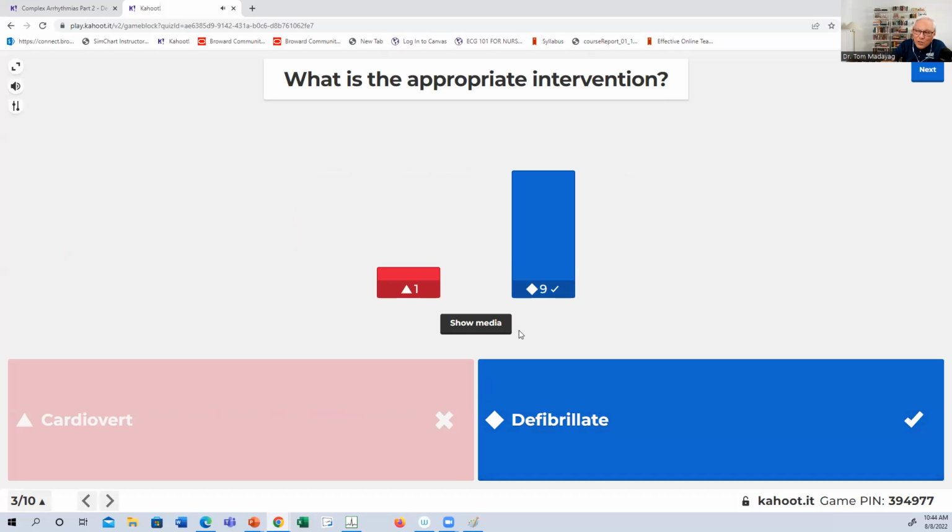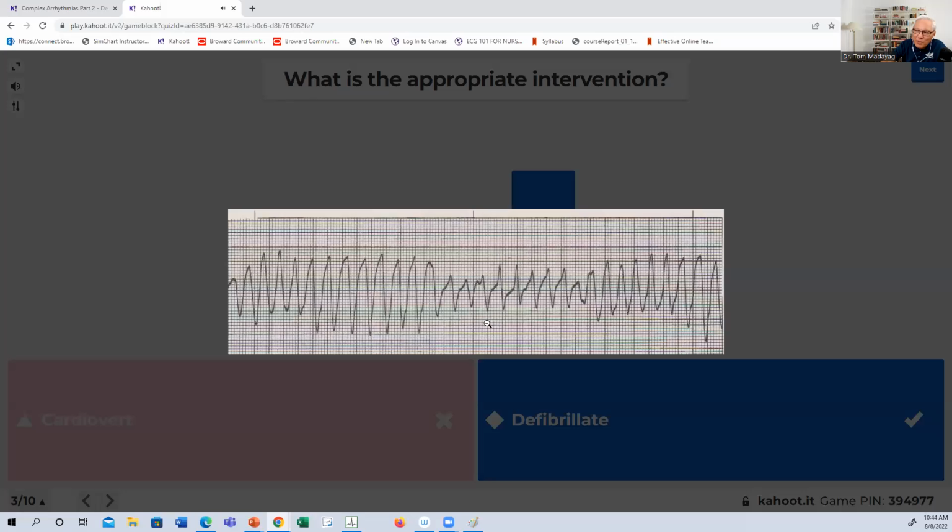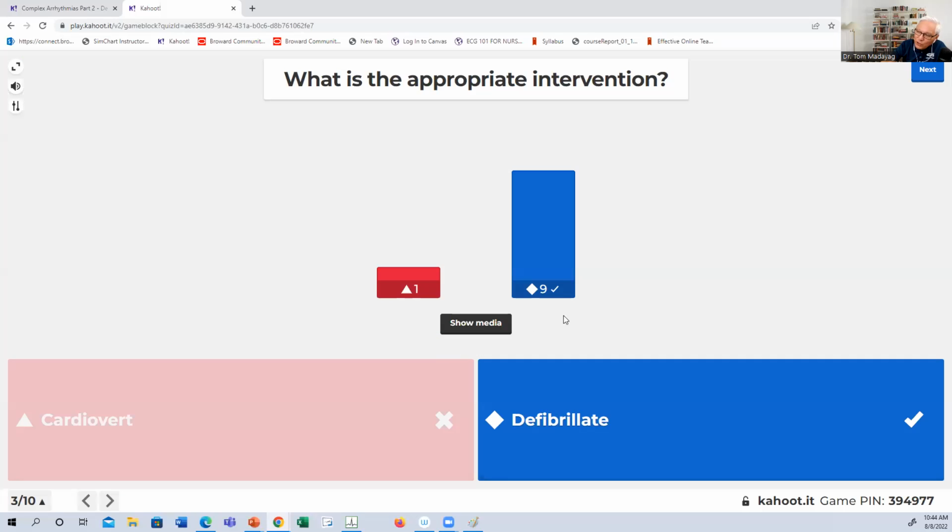Okay, the correct response over here is defibrillation, because remember, this is torsades de pointes. If we need to do electrical maneuvers or interventions for torsades de pointes, what we have to do is defibrillate.